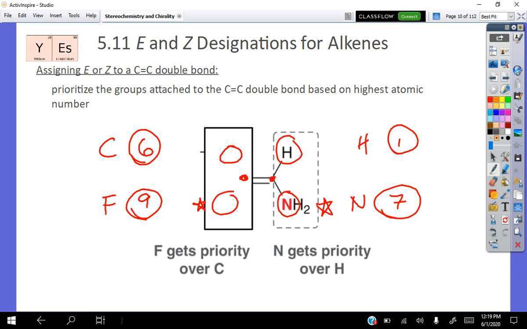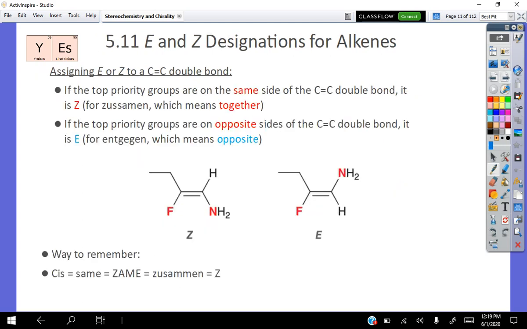You'll notice, based off of the location of the substituents that I starred, that they are on the same side of the double bond. So you would think, oh, this is like a cis molecule. And you would be correct, but we're going to use a different notation. If the top priority groups are on the same side of the double bond, we're going to use Z, which is German for zusammen, which means together. And I apologize if I pronounced the German word incorrectly, but I'm going to try my best on that one.